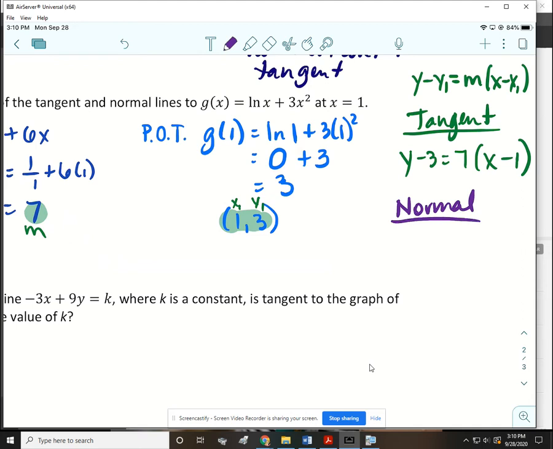Okay, and then don't forget, normal lines are perpendicular to tangent lines. So they have the same point. They're just going to have a different slope. The slope is going to be the opposite reciprocal of 7. So negative 1/7. And then stop right there. You're done.